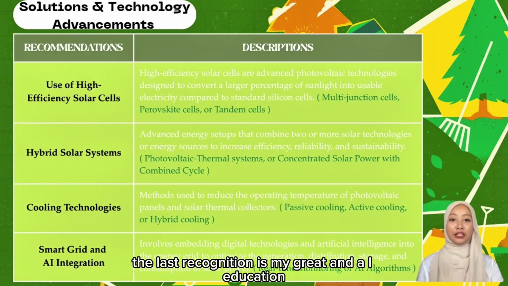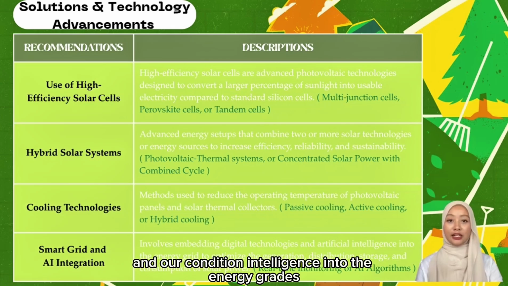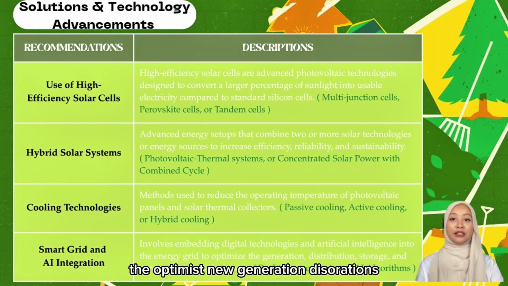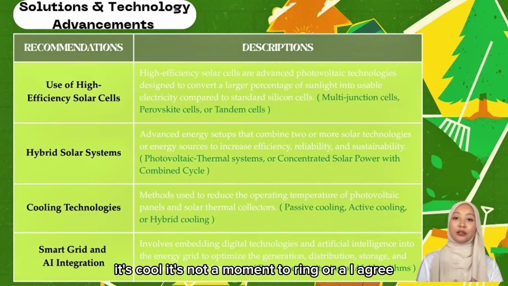The last recommendation is smart grid and AI integration. It involves embedding digital technologies and artificial intelligence into the energy grid to optimize the generation, distribution, storage, and consumption of solar power. For example, real-time monitoring or AI algorithms.